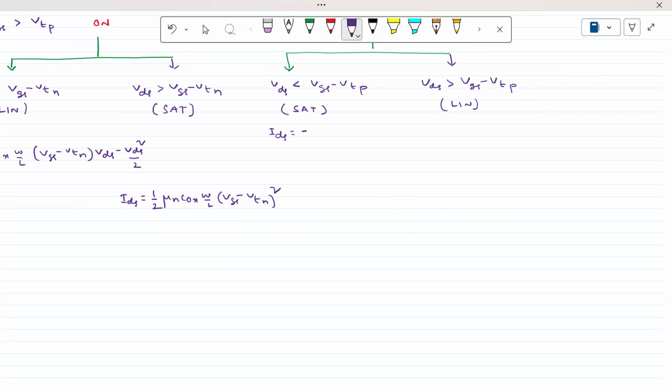Minus mu P Cox W by L into (VGS minus VTP) into VDS minus VDS squared divided by 2. Okay, should not forget about it. Now, what about the saturation current equation of a PMOS transistor? It is minus mu P Cox W by L into (VGS minus VTP) whole square. This is how we derived it in the previous class, how these equations came into the picture.